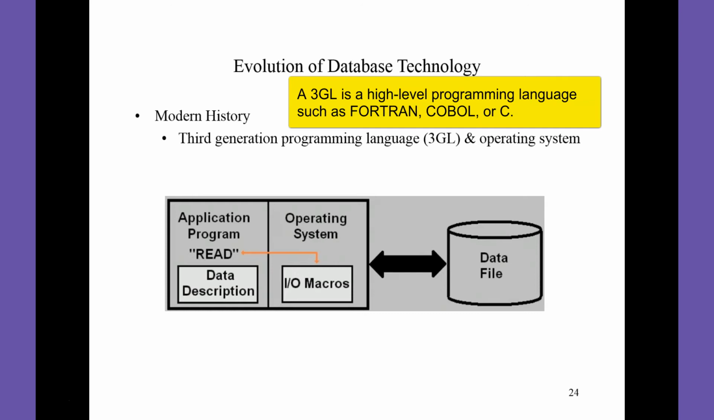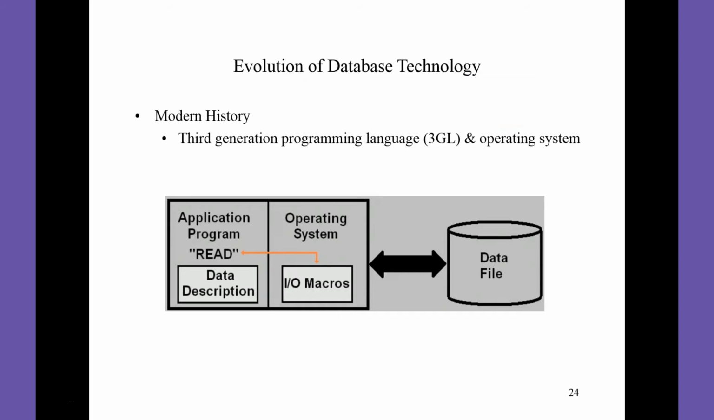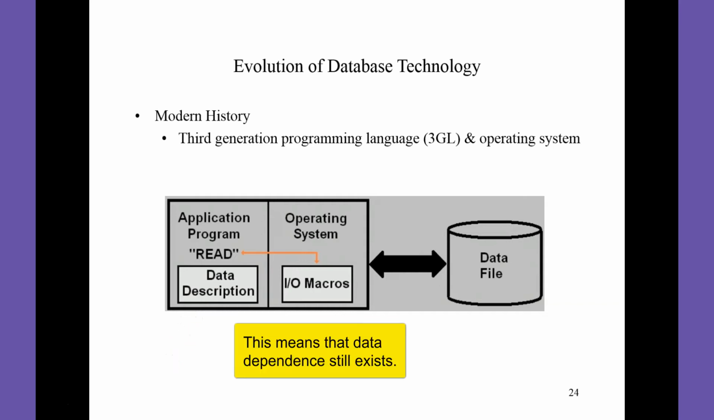Advancing in a timeline, we see third-generation programming languages and the operating system. In this case, the burden of communicating with the storage device has now been removed from the application program and placed within the operating system. The application program issues some kind of a read or a write request, which is handled by the operating system in terms of communicating with the storage device. Note, however, that the data description is still embedded within the application. Thus, a change in the structure or format of the record would require a change or update to the application program as well.